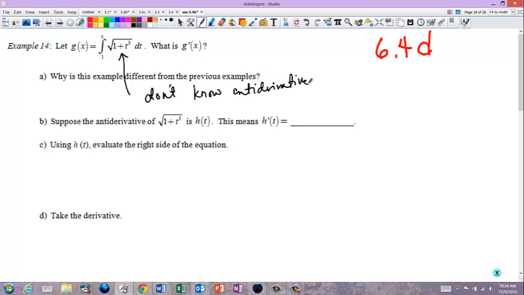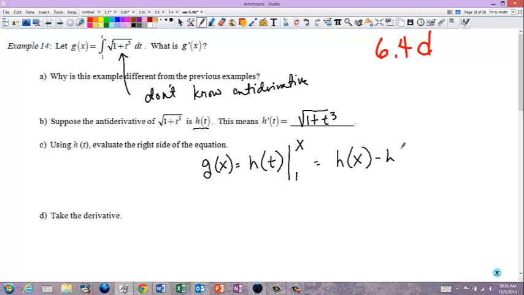Okay, we're just going to pretend. Suppose the antiderivative of the square root of 1 plus t to the third is h of t. So that means that the derivative of that would be the square root of 1 plus t to the third. It says, so using h of t, evaluate the right side of the equation. Well, g of x equals h of t, the antiderivative of the square root of 1 plus t cubed, from 1 to x, and that'll be h of x minus h of 1.